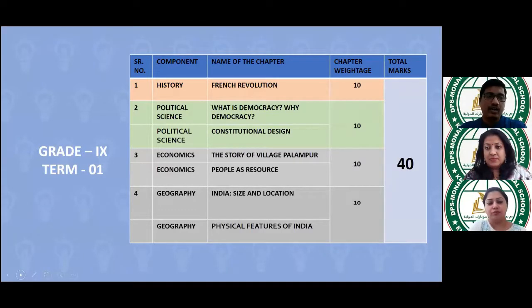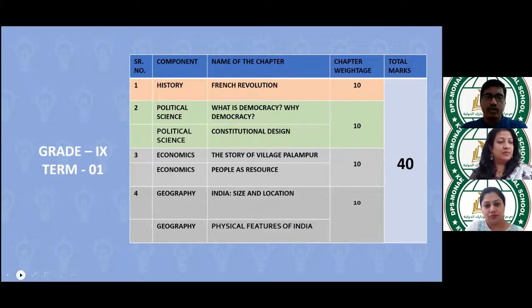Now, when we start with the syllabus division for term 1, grade 9 SST, we know the domains are divided into 4: history, political science, economics, and geography. For history, there is only 1 chapter, so it has a weightage of 10 marks. For political science, we have 2 chapters, which combined have 10 marks. Economics, 2 chapters, combined 10 marks. And when we include geography, that again combined has 10 marks. So the overall weightage for SST would be 40 marks.